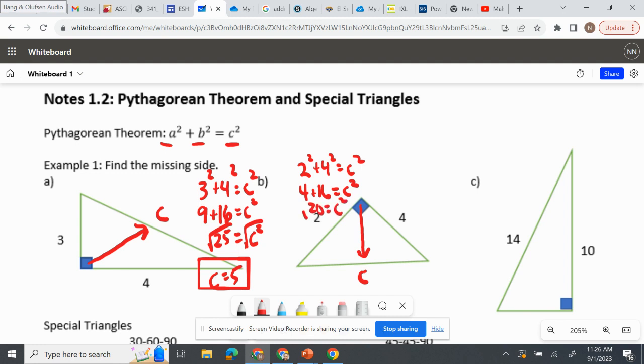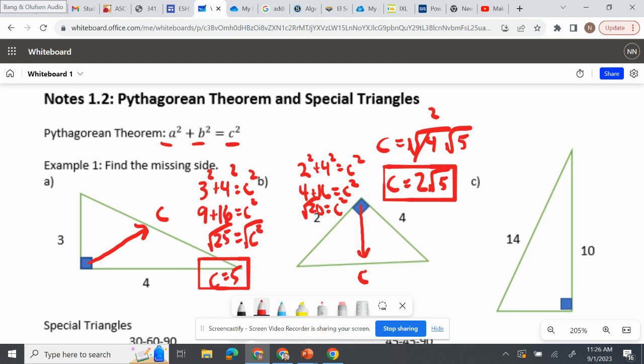Now, when I take the square root of 20, I'm going to simplify it. I know that 20 is two numbers, 4 and 5. And I know the square root of 4 is 2. So my answer is 2 square root of 5.